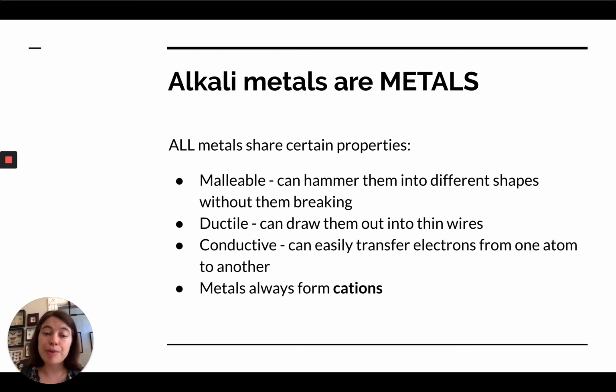And the last property of metals that you should be aware of is that metals will always form cations. Remember, cations are positive. They have a positive charge. The name of a cation is always just the same as the name of the metal. So a lithium cation is just called lithium.